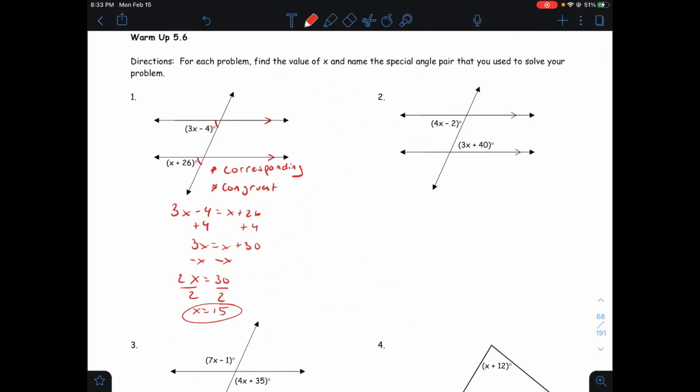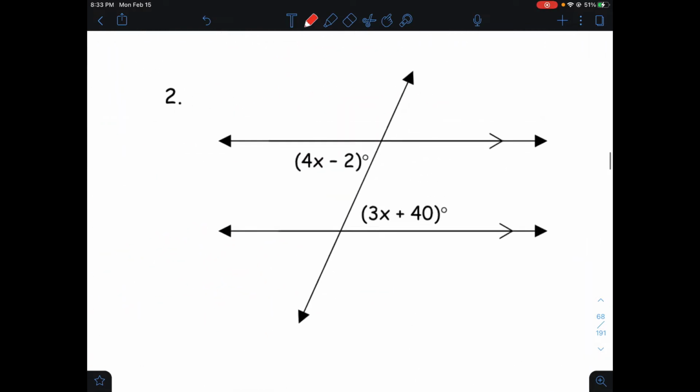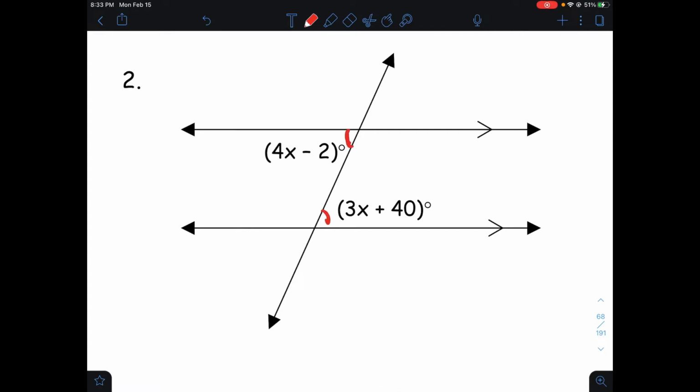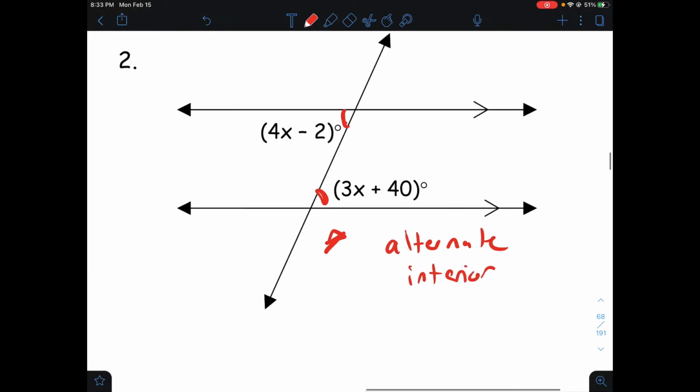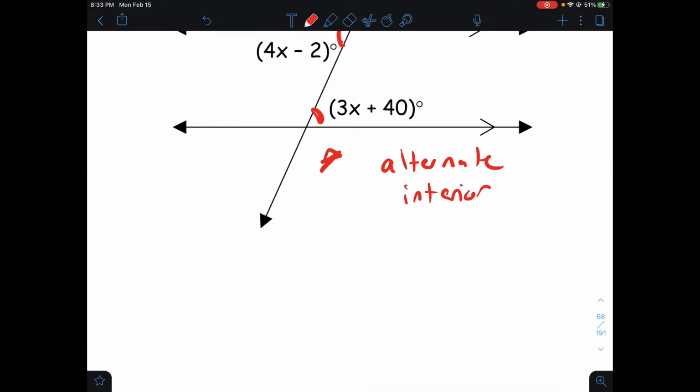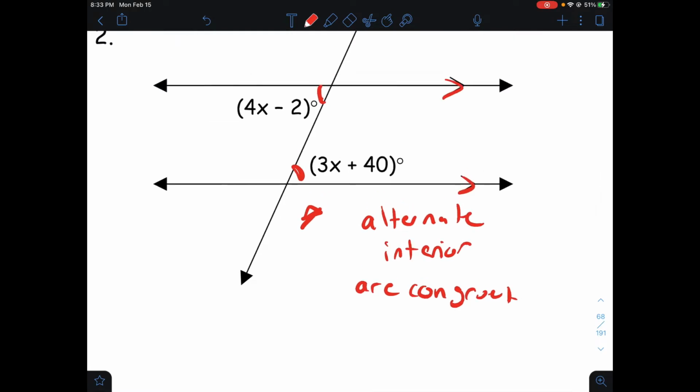Very cool. All right, so let's go ahead and try number 2. Take a look. We've got these two angles here. What is the relationship here? Look at your note sheet. See if you could tell me what the relationship is. So these guys are going to be alternate interior angles. And according to our note sheet, alternate interior angles are congruent if we've got parallel lines, which we do. So go ahead and solve for x.